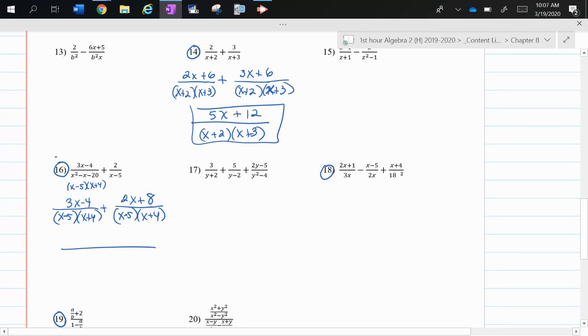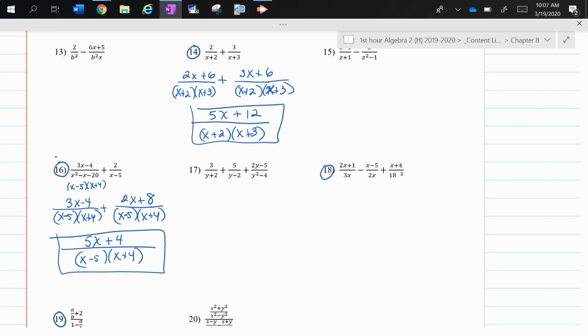So I'm going to say 3x plus 2x is 5x, and negative 4 plus 8 is 4, all over my common denominator. And then the last thing I want to do is look to see if I can factor in order to simplify, but I cannot factor 5x plus 4. So I'm done.